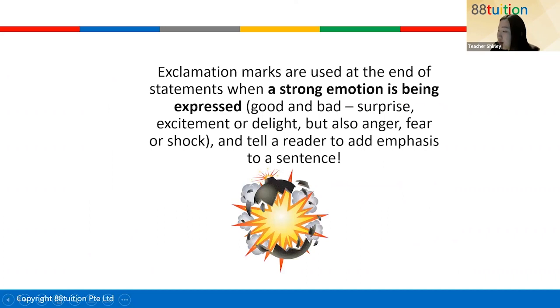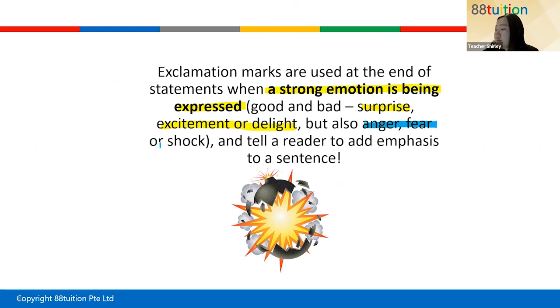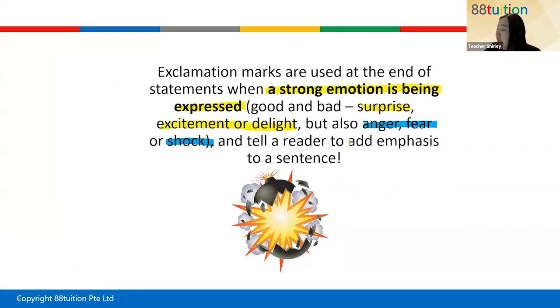So next, yeah, this one is just to reiterate that exclamation mark is usually used when a strong emotion is being expressed, whether good or bad. Okay, it can be good like excitement or delight or surprise, but it can also be negative as in anger, fear, or shock. Okay, but generally it is really to add emphasis to a sentence. Are we clear so far?